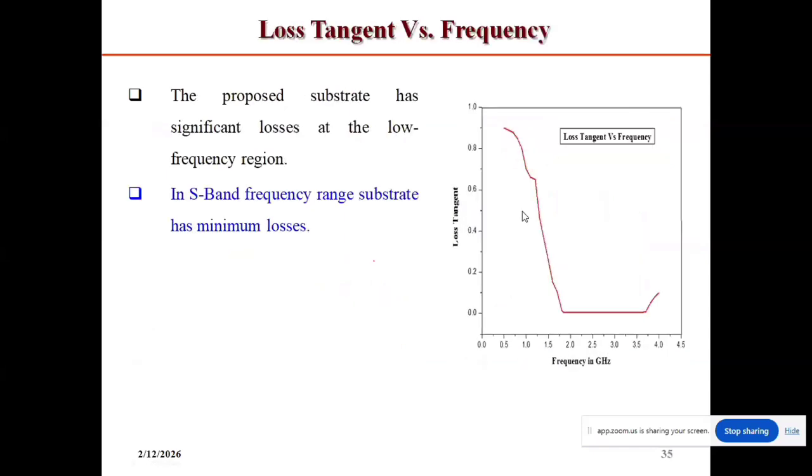This is another parameter, the loss tangent versus frequency, that is studied. The antenna has very minimum losses at frequencies from 2 to 4 GHz. The antenna has high losses at extremely low frequency, up to some 1.7 GHz. The antenna has the high losses.